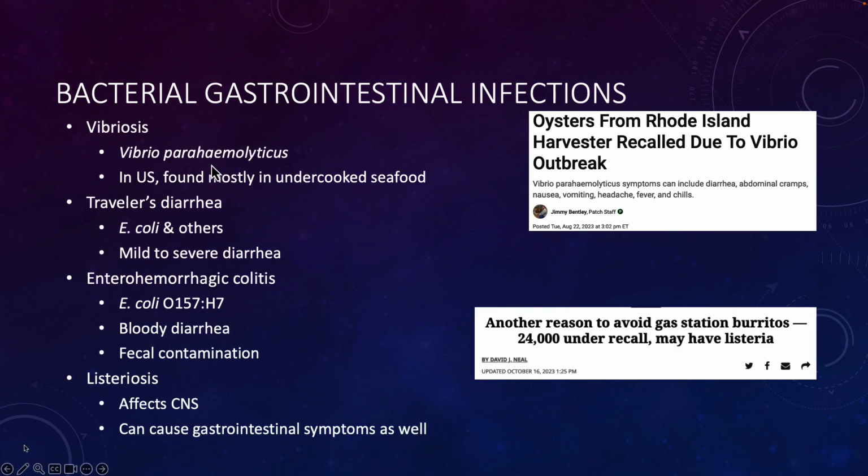There are other Vibrio species that can also cause gastrointestinal illness, but generally it's a lot more mild than cholera. So it's still diarrhea, but it's not too bad. And again, we mostly see this in undercooked seafood, undercooked shellfish particularly. So here's this headline: oysters from Rhode Island recalled due to Vibrio outbreak. So symptoms include diarrhea, cramping, nausea, vomiting, headache, fever, and chills. And this is from August of this year.